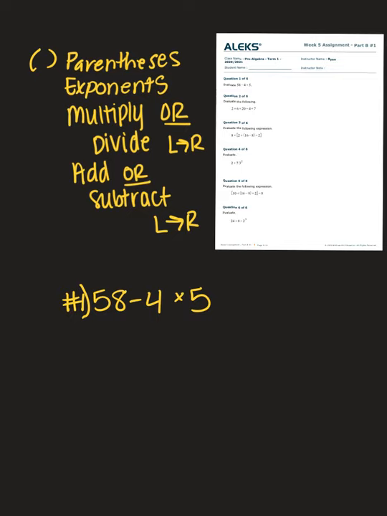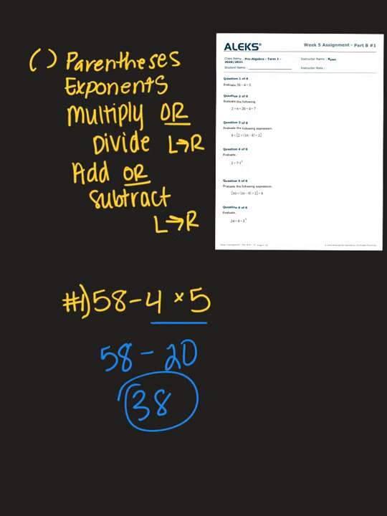Sometimes I see people draw little branches and they would say this is 20. The underlining just doesn't get confusing to me because sometimes those branches can look like ones. But 4 times 5 is 20, and then we'll bring everything else down. So I have 58 minus 20. 58 take away 20 is 38. That's my final answer.